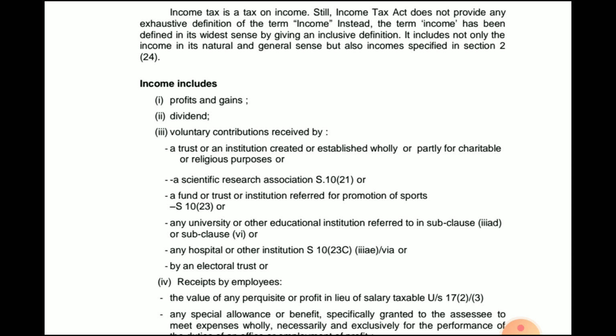Then voluntary contribution received by a trust or an institution created or established wholly or partly for charitable or religious purposes. If anybody has started a trust which is doing charitable things, or doing religious activities or purposes, for that it has been started. Now if any contribution has been made to such things, even those are also taxable to some extent.